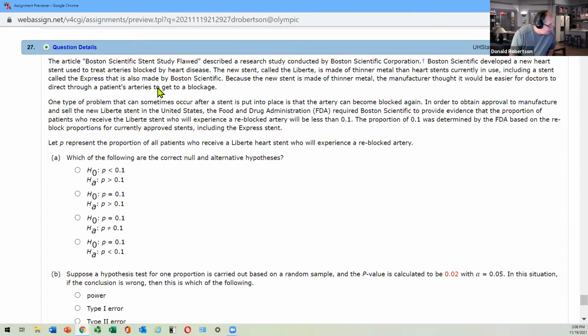Okay. One type of problem that can sometimes occur when you put a stent into place is that the artery can become blocked again. So you fix the blockage, but 2 inches later, a different blockage starts, right? It just kind of shoves the gunk further down the artery. Okay, I can imagine that happening.